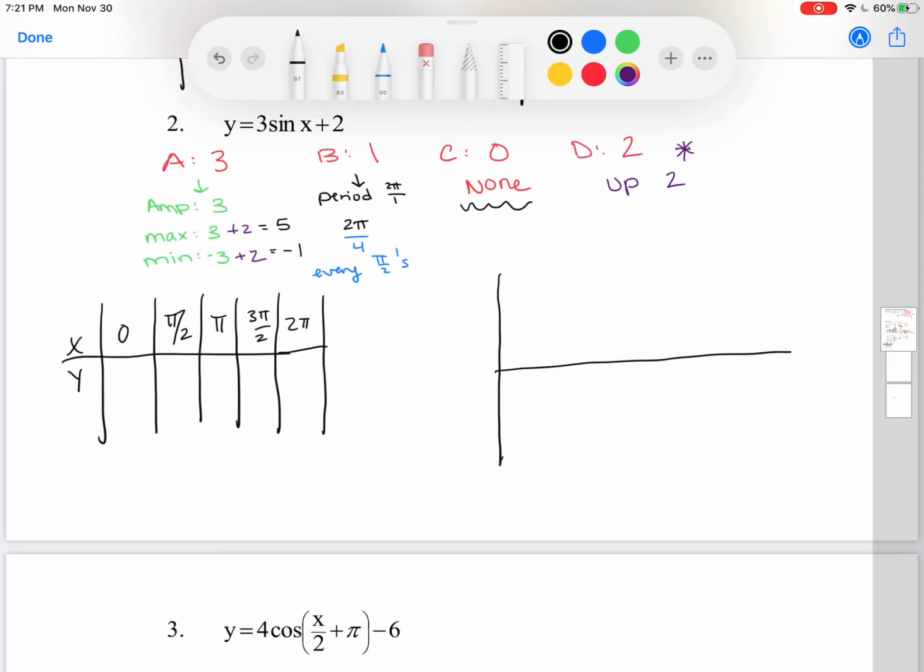So I only need the right-hand side. Well, my new max is going to be at 5, and my min is going to be at negative 1. So I don't need the amplitude of 3's. I want my new max and my new min. Label my x-axis.